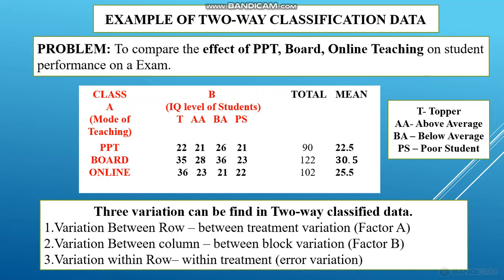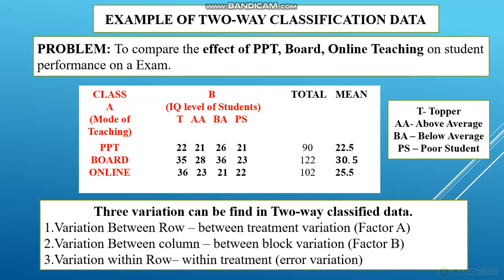So in this two-way classification data we will have three variations: one is variation between rows, another is variation between columns, and the third one is variation within rows. If you apply the ANOVA technique for this data, then it is called two-way ANOVA.